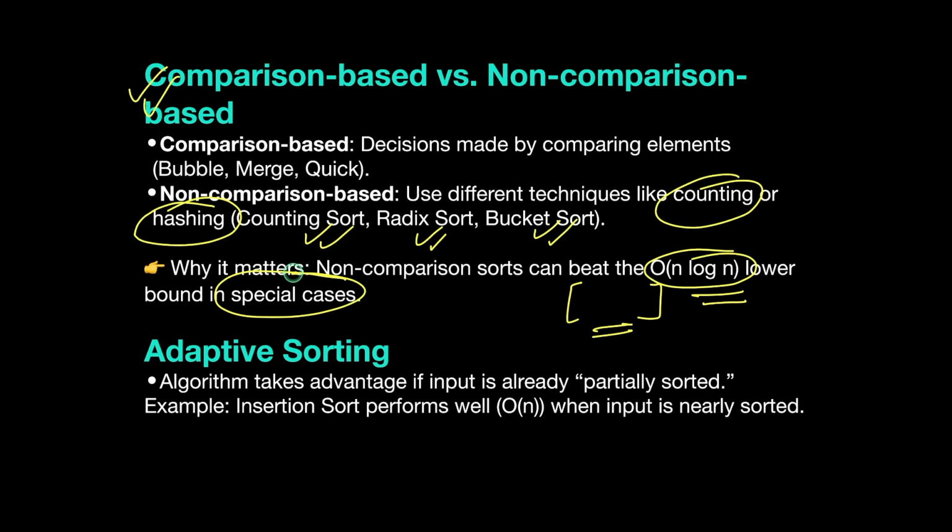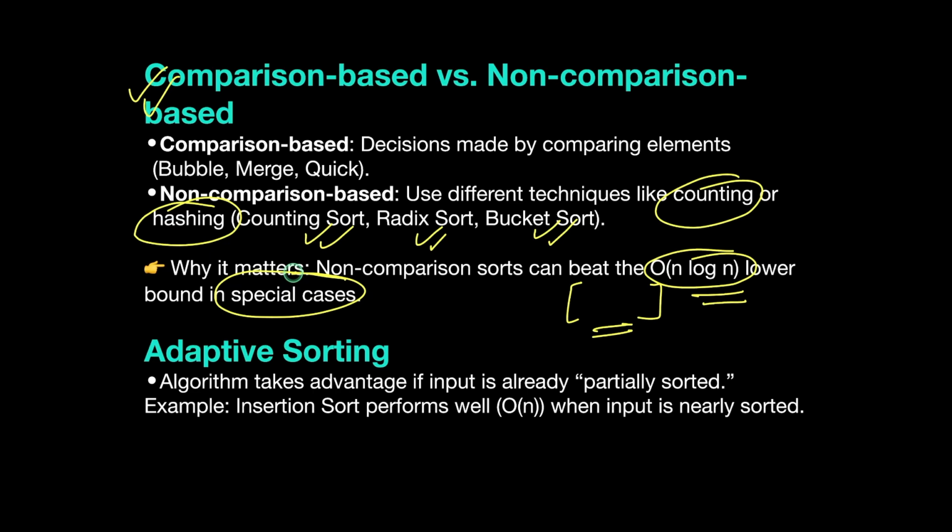Now, let's take a look at adaptive sorting. If an algorithm takes advantage of the fact that the input is already sorted or partially sorted, such an algorithm is called adaptive sorting. Now, there are certain algorithms which reduce the number of operations if the input is partially sorted. On the other hand, there are algorithms which always do a particular number of comparisons, particular number of operations, irrespective of the array being partially sorted.